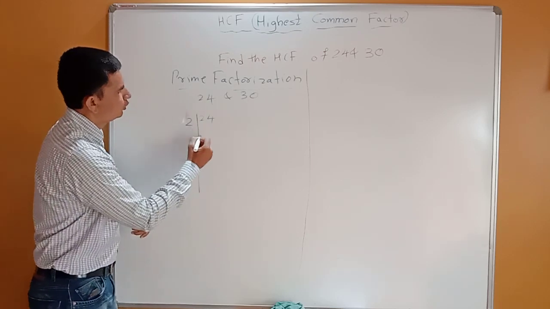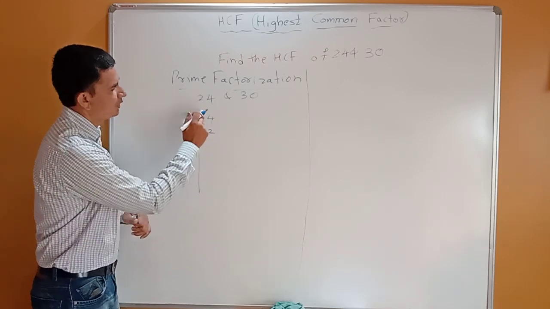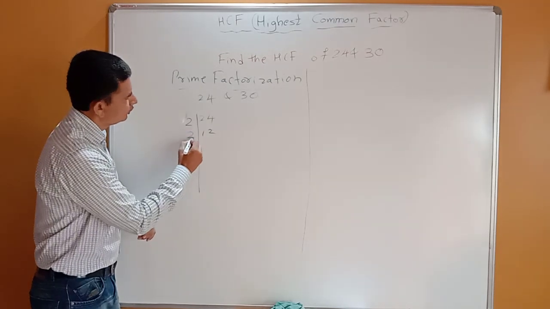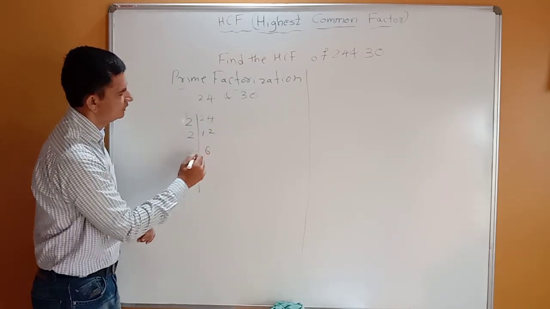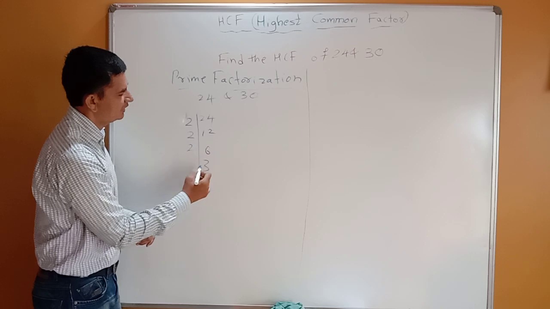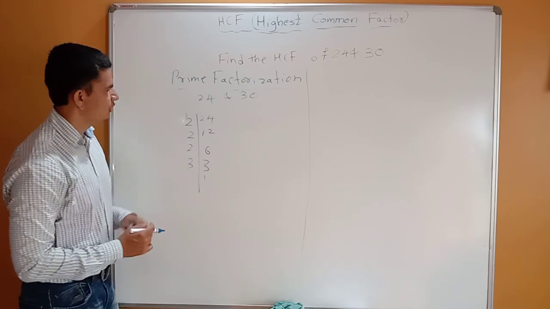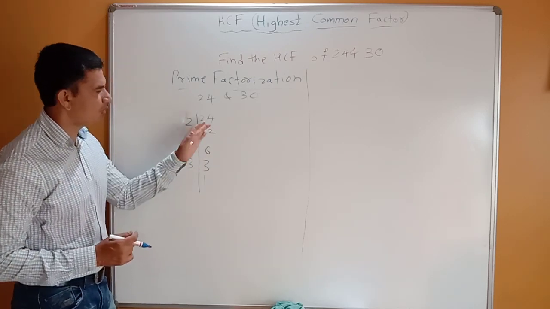So, 2 ones are 2, 2 twos are 4, 2 12s are 24. 2 6s are 12. Here again, 2 3s are 6, 3 1s are 3. So we got the prime factors of 24.